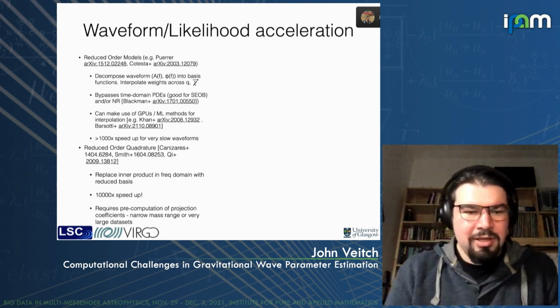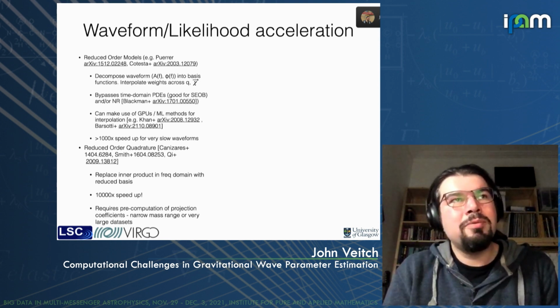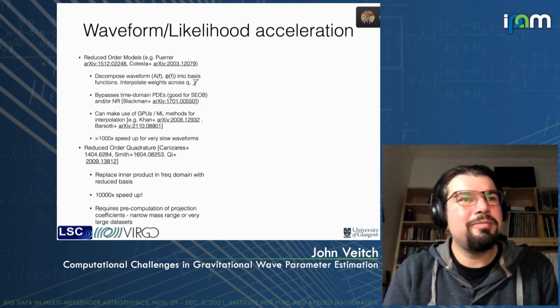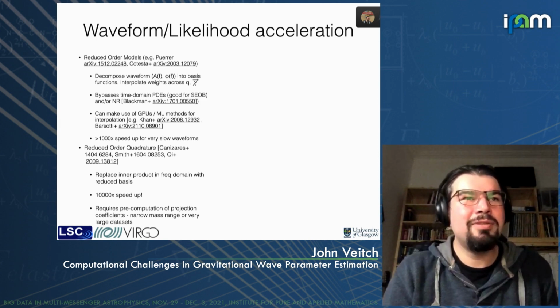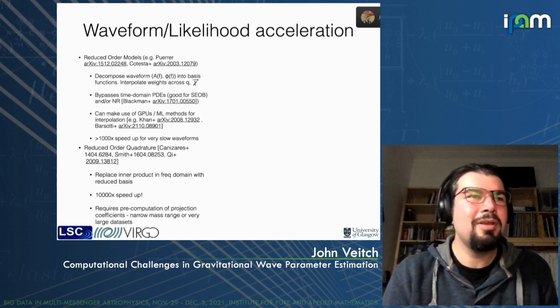The next trick is commonly confused with reduced order models. It's called reduced order quadrature. And depending on who you ask, those two things might mean the same or not.